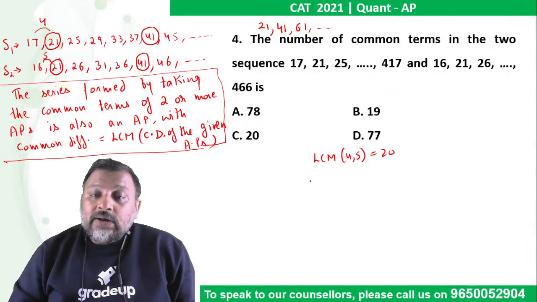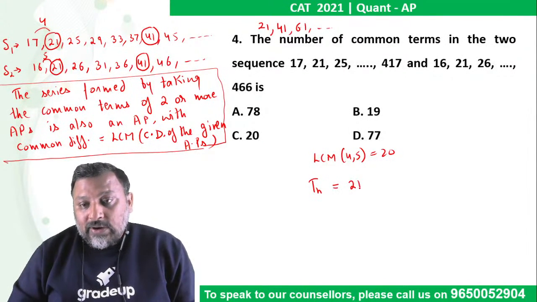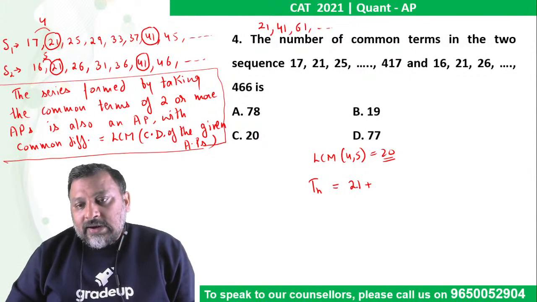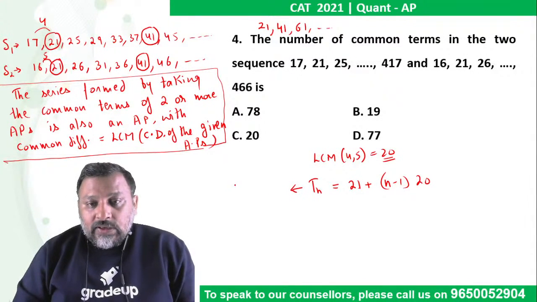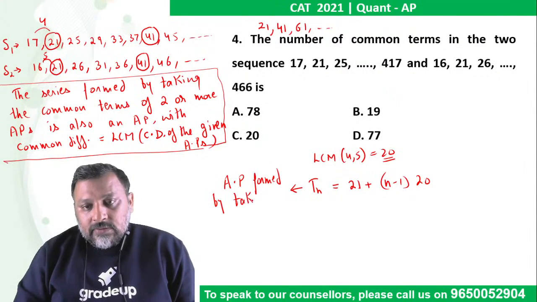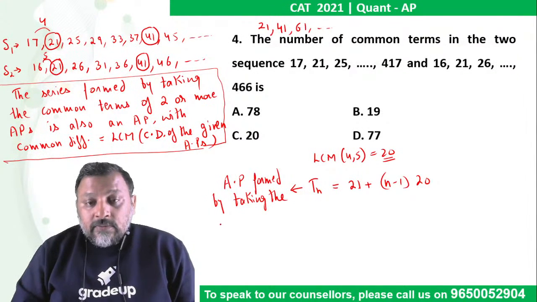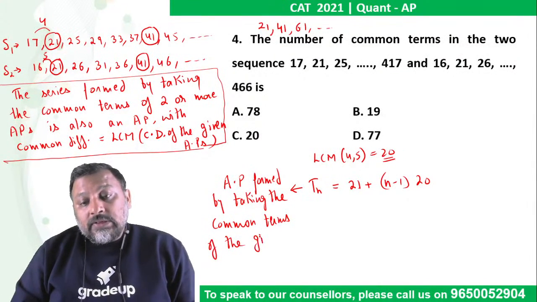Okay, तो आपको first common term पता चल गया. अगर आप general term find करो, so can we say first common term we know is 21 and common difference is 20. So nth term क्या होगा? It is 21 plus (n minus 1) times 20. This is the nth term of the AP formed by taking the common terms of the given APs.